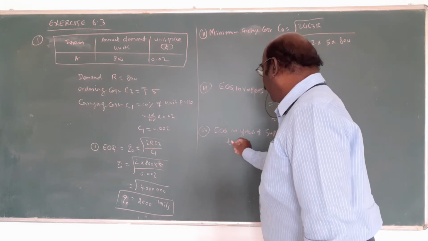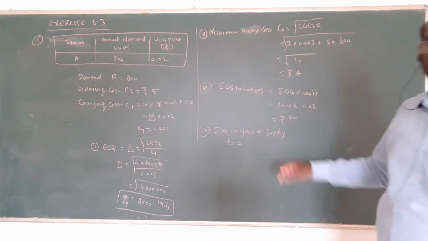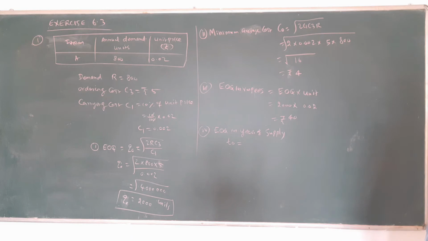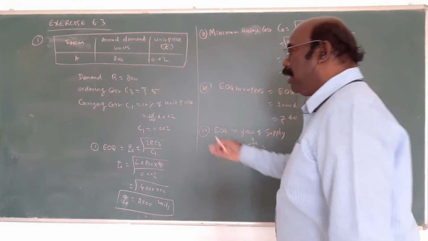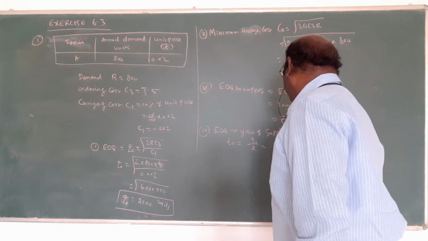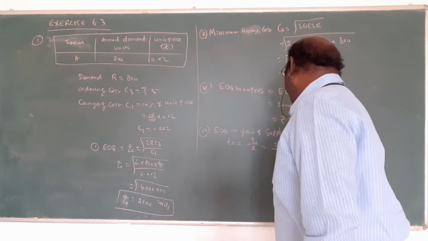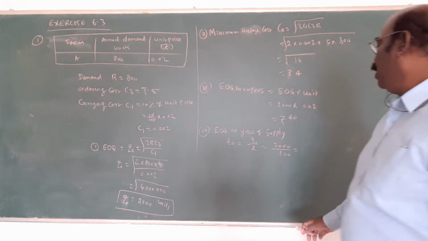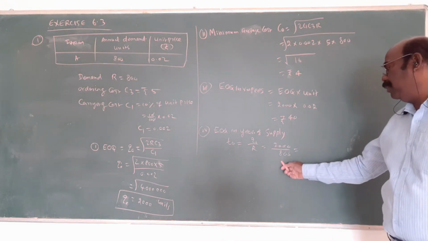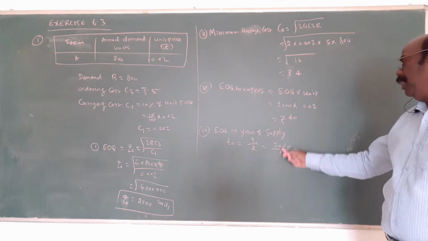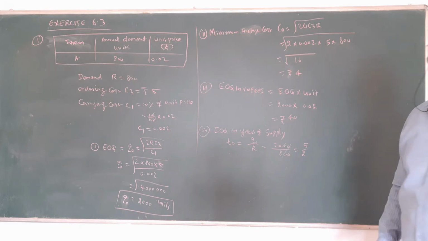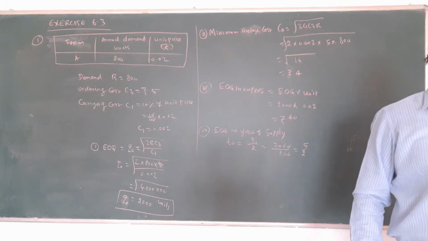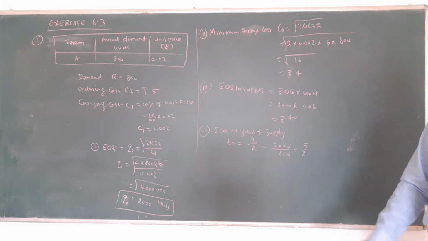That means time T0. The formula for T0 is Q0 by R, where Q0 is already found to be 2000. By R, which is 800. Now cancel the zeros. 20 divided by 8, 5 by 2, that is 2 and a half, 2.5. That's the answer.